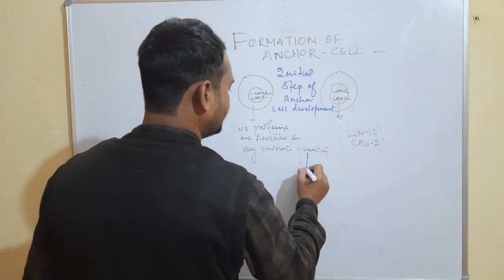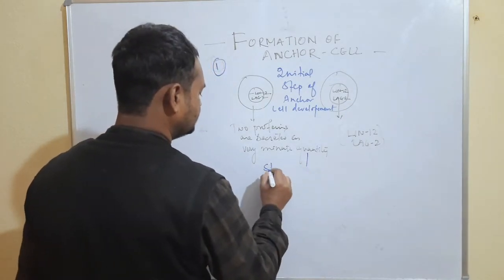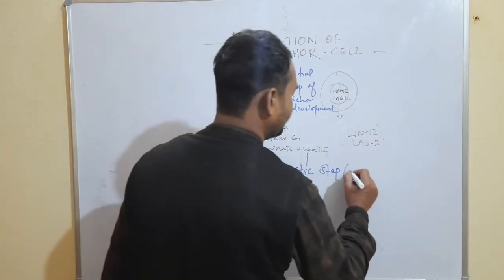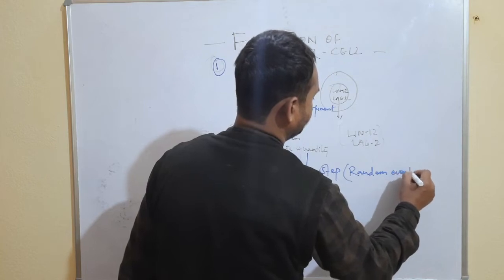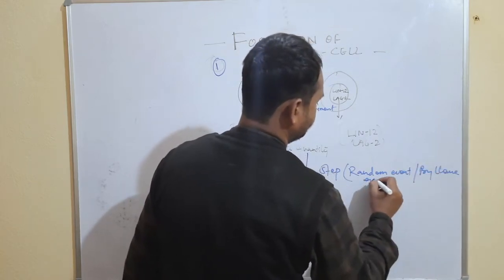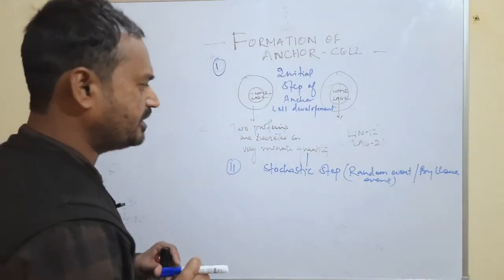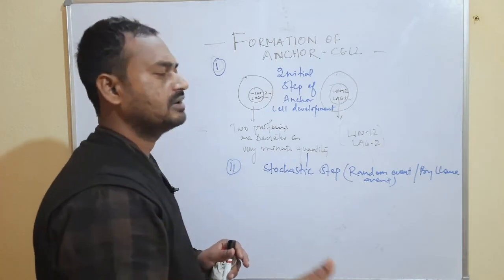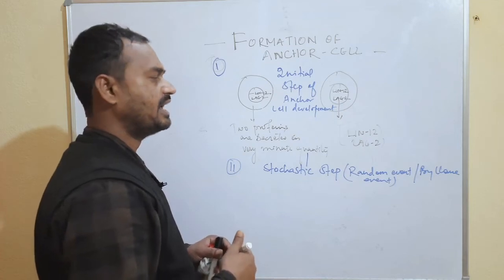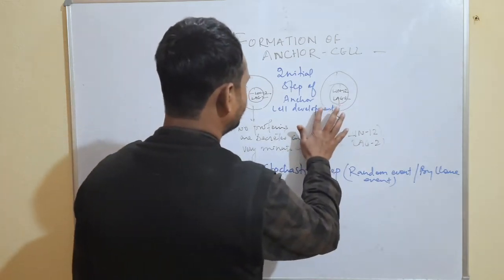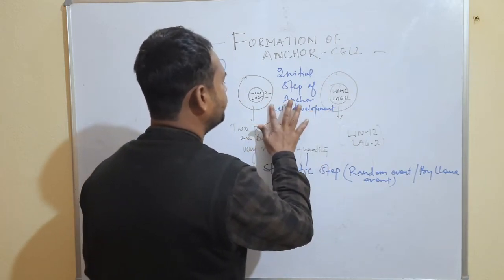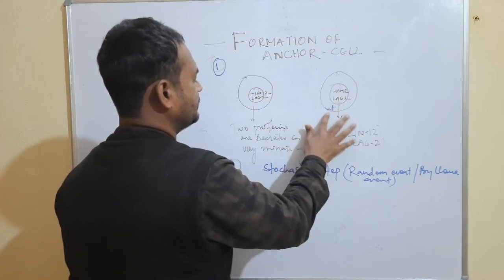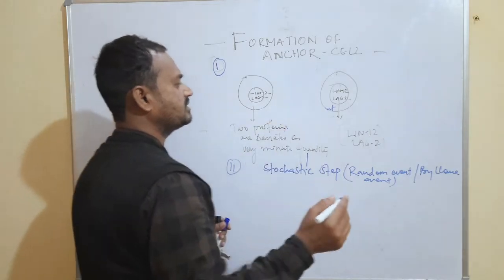Then what actually happens after? The second step is the stochastic effect, meaning a random or by-chance event. At a certain step after the development, the formation of lag-2 protein and lin-12 protein will increase, and this increase will have some fate. What is that fate? Let us understand.